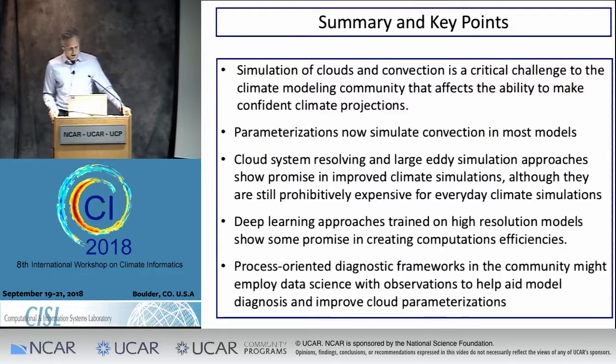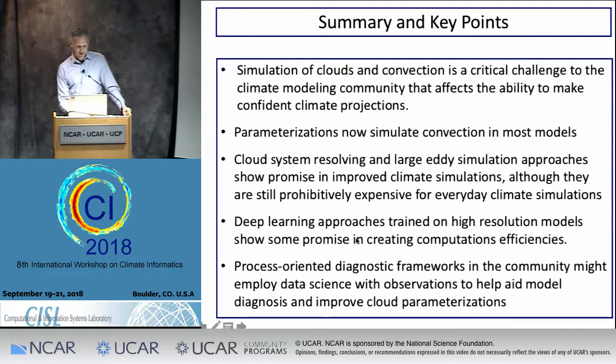Okay, so let me wrap up. Summary and key points here. The simulation of clouds and convection is a critical challenge to the climate model community that affects the ability to make confident projections. Parameterizations now simulate convection and clouds in most models. Cloud resolving, system resolving, and large eddy simulation approaches do show promise in improving climate simulations, although they are still prohibitively expensive for everyday climate simulations. And so we're still going to need parameterization for the foreseeable future given these costs. We're not going to be able to do 300-year simulations with 1-kilometer models for the foreseeable future.